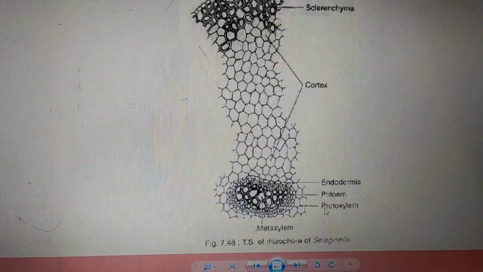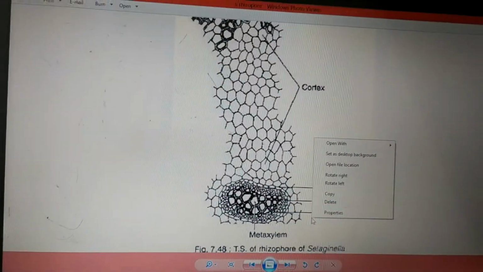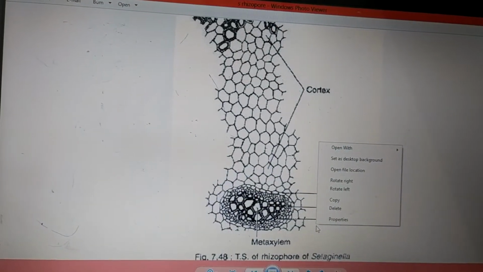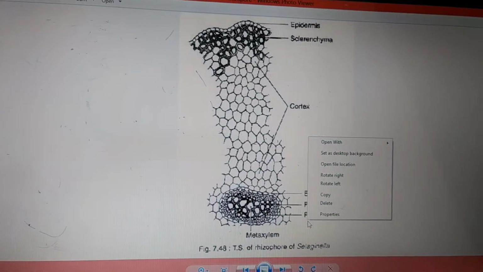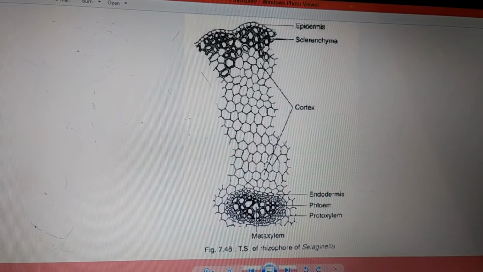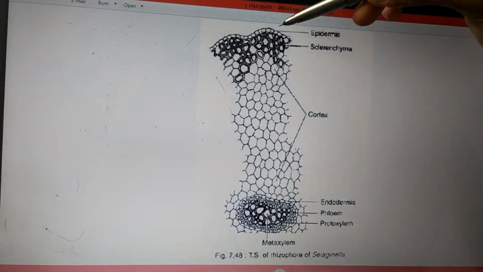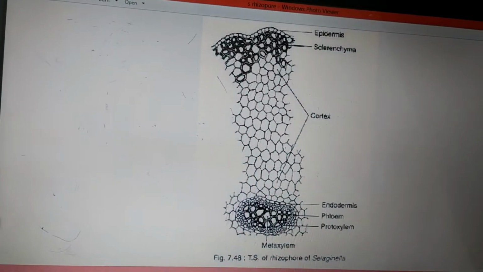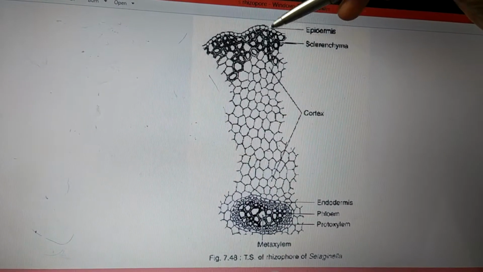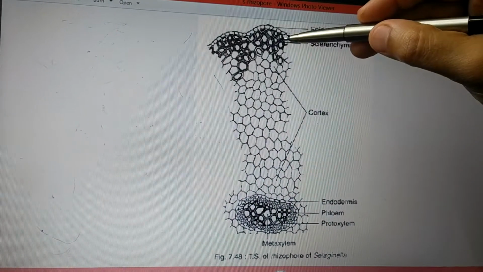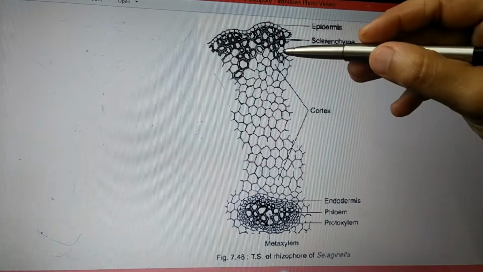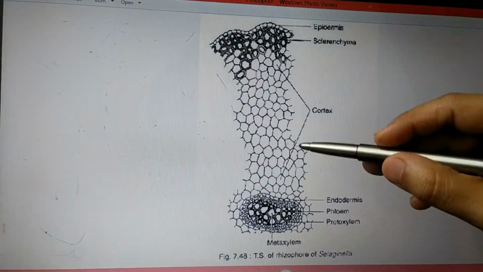So this is an enlarged view of a transverse section of rhizophore of Selaginella. It has features very similar to that of root. We have the outermost layer as epidermis. Internal to epidermis we have a cortical region. This cortical region is divisible into two zones, the outer cortical and the inner cortical.